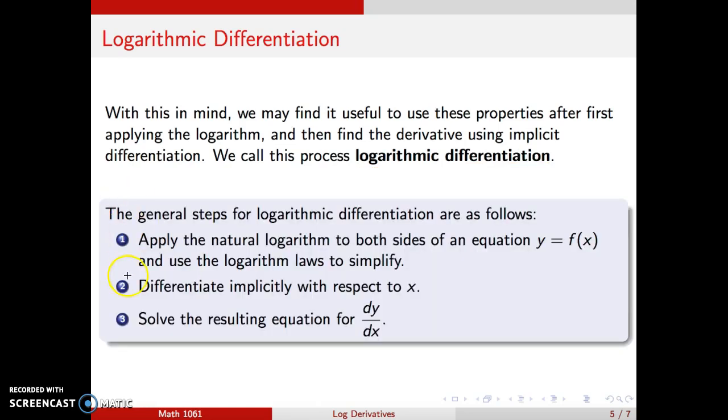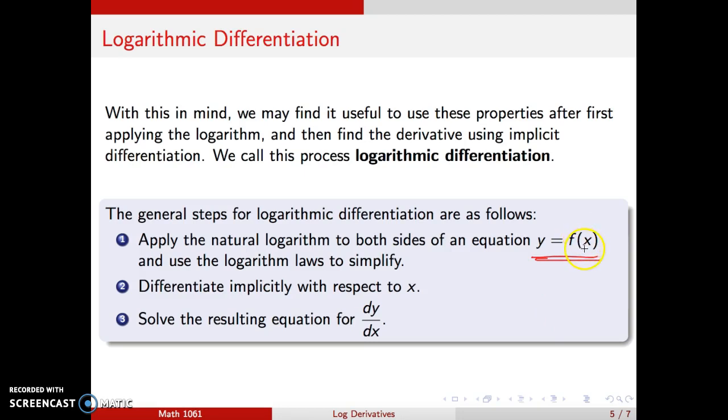So, to summarize a little bit nicer here in a couple of steps. Some general steps for this process: you apply the natural logarithm to both sides of an equation y equals f of x, and use logarithm laws to simplify. Now, this is a little bit of an ordeal, so there are certain situations where you're going to want to use it, and you'll develop a skill for recognizing that.